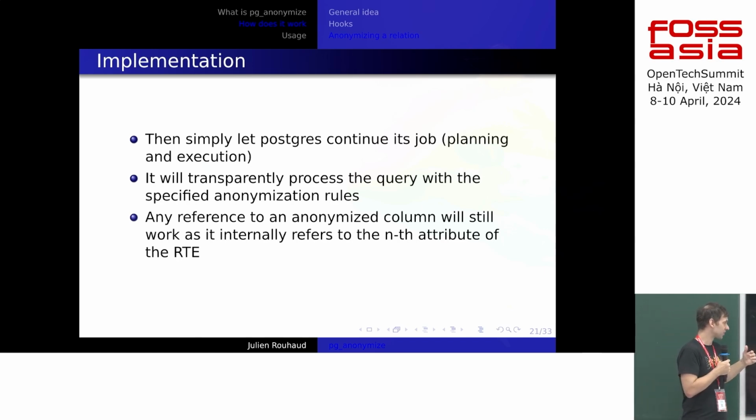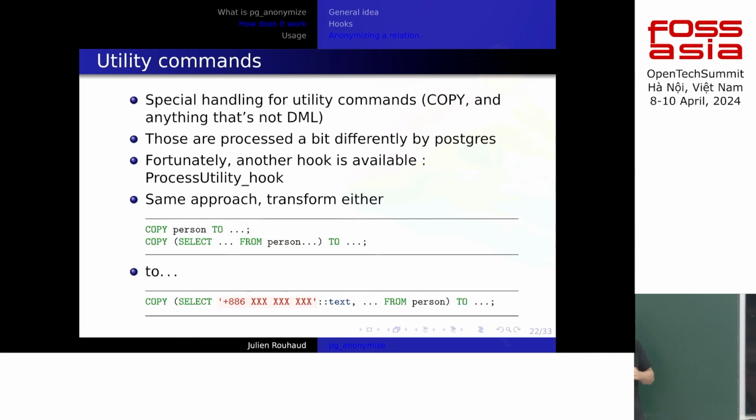And since everything is working with a column number and RT offset, nothing will break because we still refer to the third column of the RT2 and so on. So it's actually very safe. All of that is working well for all DML and DQL statements, so select, update, and everything.